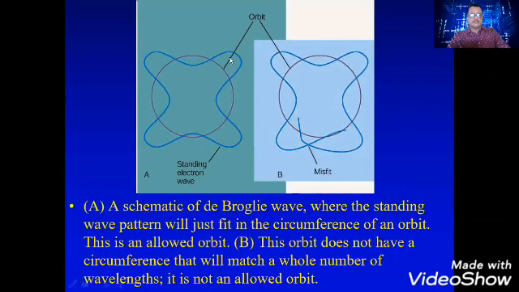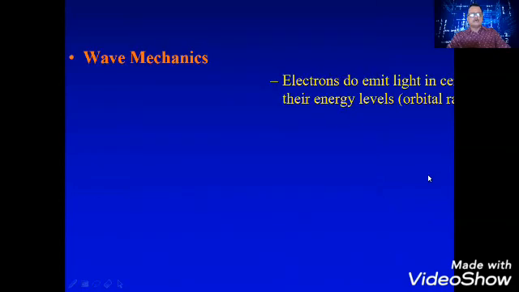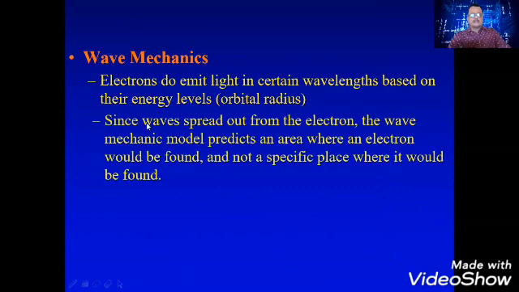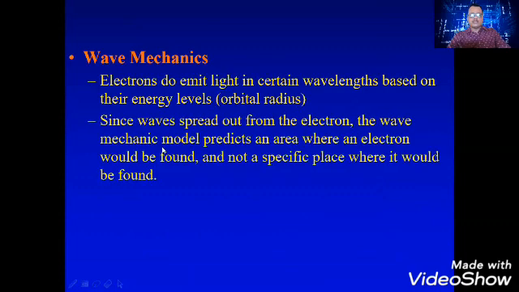And this was extended by Heisenberg, and he proposed the Heisenberg Uncertainty Principle. And what does the Heisenberg Uncertainty Principle state? In wave mechanics, electrons do emit light at certain wavelengths based on their energy levels. And since waves spread out from the electron, the wave mechanical model predicts an area where an electron would be found, and not a specific place where it will be found.